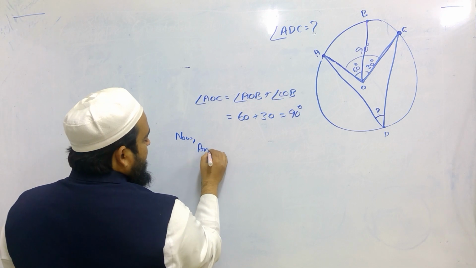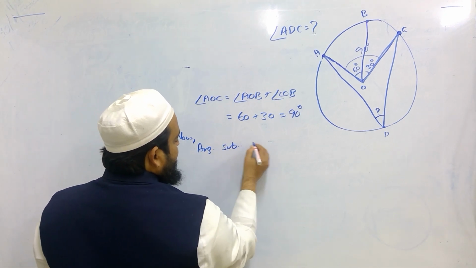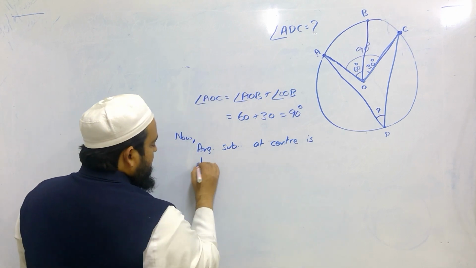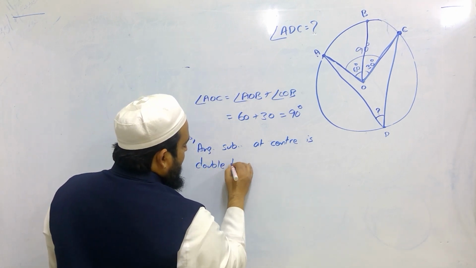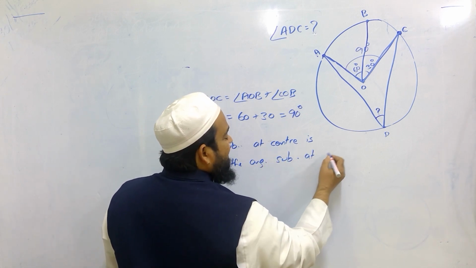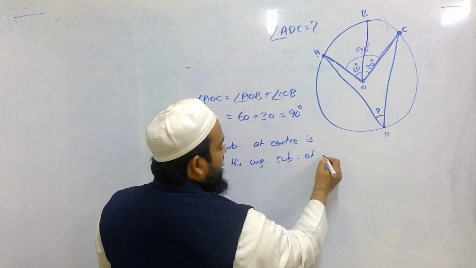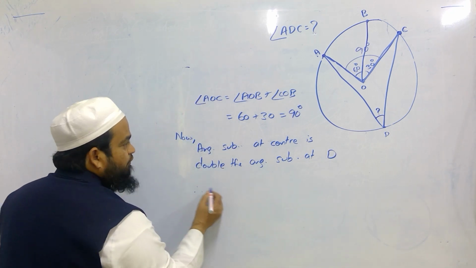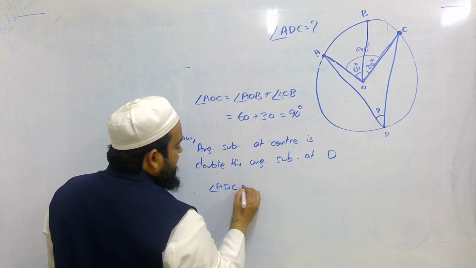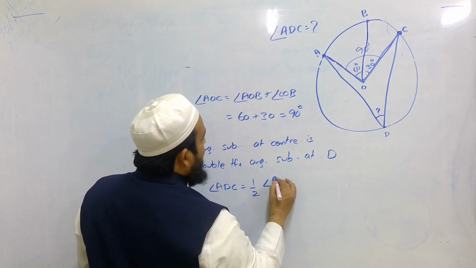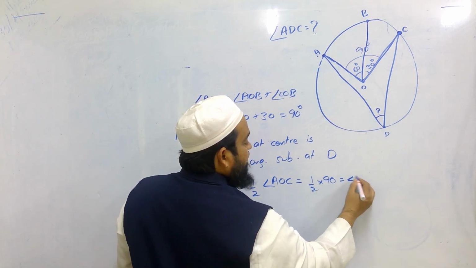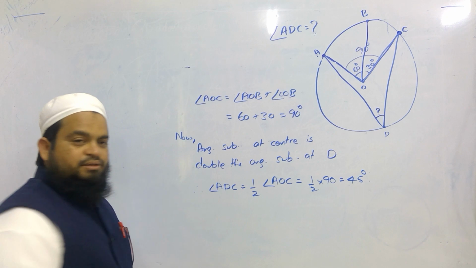Angle subtended at center is double the angle subtended at any other point on the remaining part of the circle at D. Is it right? Therefore, angle ADC is equal to half of angle AOC, that is equal to half of 90 degrees, that is equal to 45 degrees.